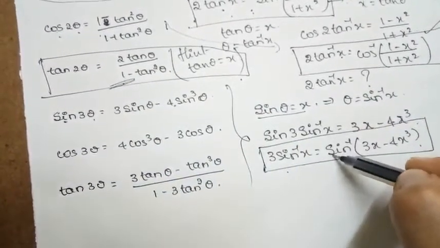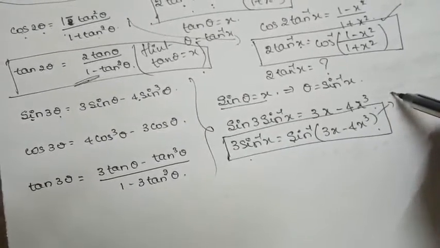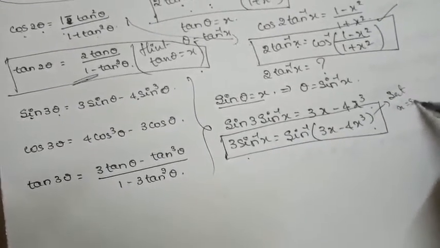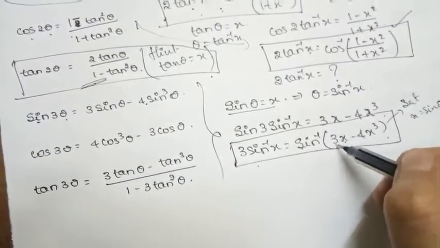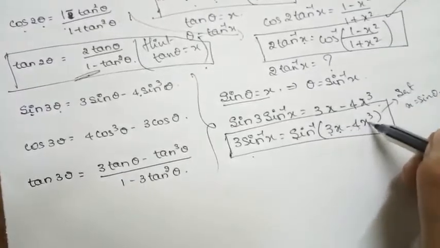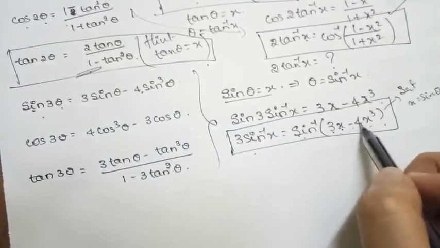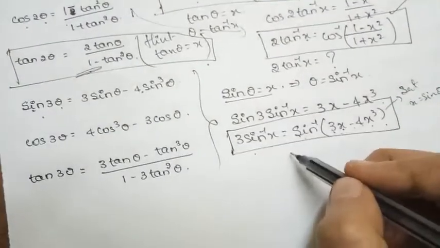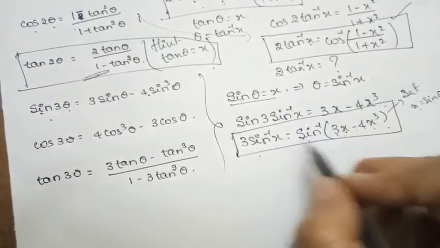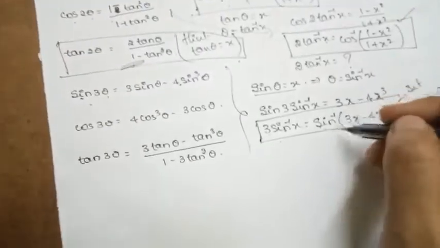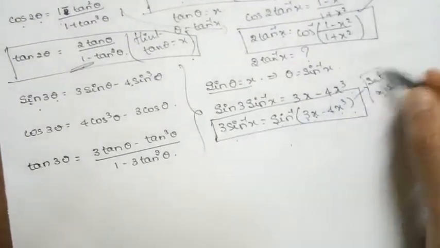Suppose if we need to prove this one, what we are going to do is substitute x is equal to sine theta. If I substitute x is equal to sine theta, we are going to get 3 sine theta minus 4 sine cube theta, which is the formula of sine 3 theta. So sine inverse of sine 3 theta is nothing but 3 theta. So theta we are replacing by sine inverse x, which is equal to 3 sine inverse x. So this is how we are going to prove it by substituting x is equal to sine theta.